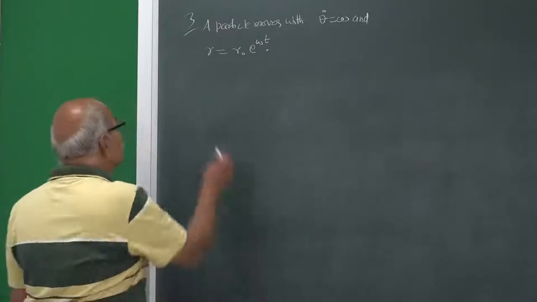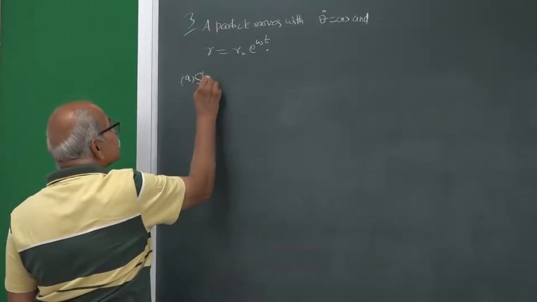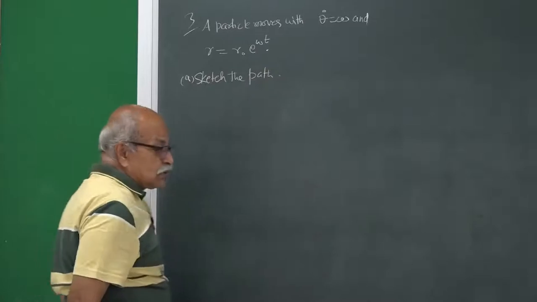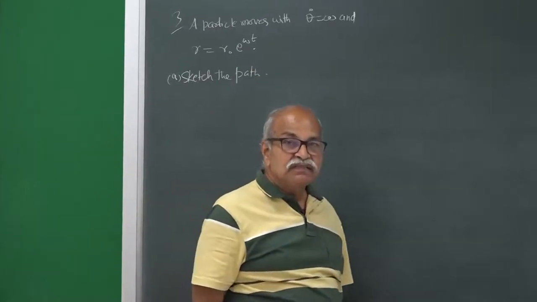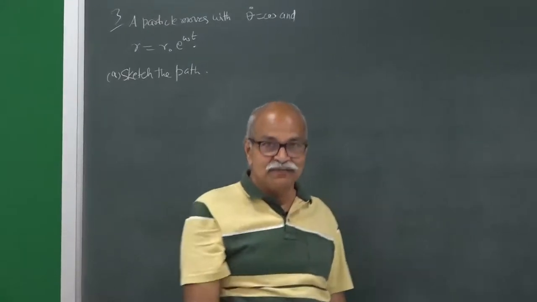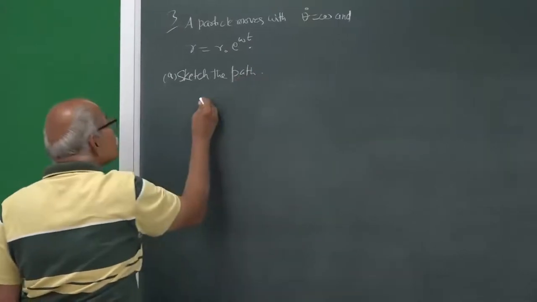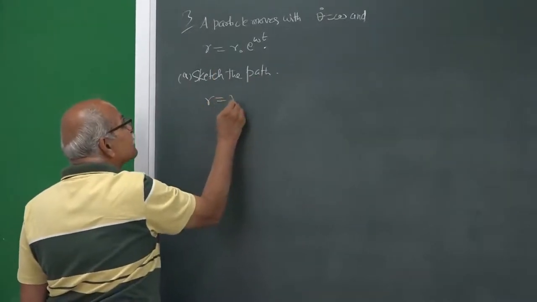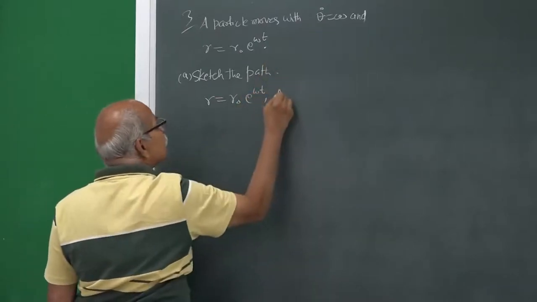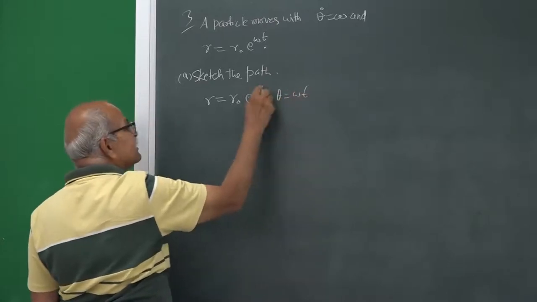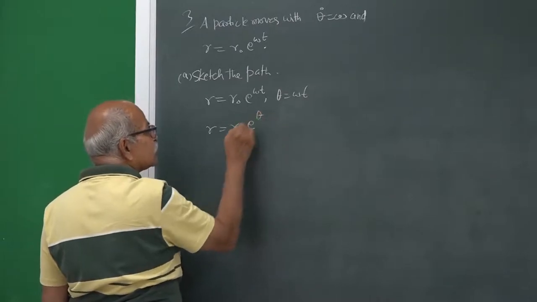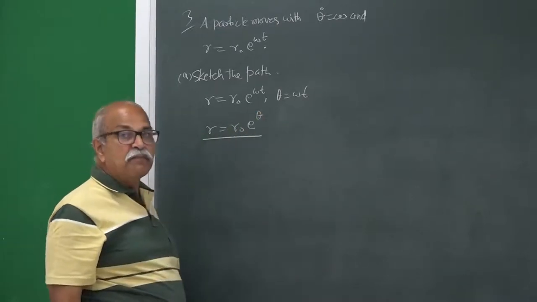The first part is sketch the path. So when you want to get the path, time is not important, we want a relation between the coordinates on which path it moves. So here r is given as r naught e power omega t, and theta from here will be omega t. So I can eliminate t and write r as r naught e to the power theta. So that is the equation of the path.